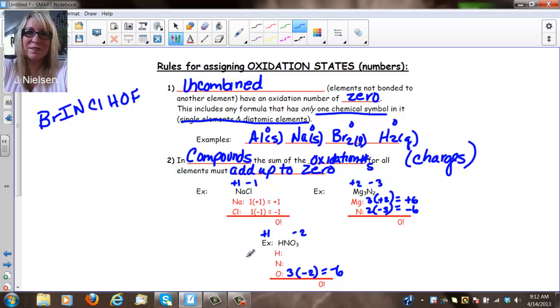Oxygen only has one oxidation state, hydrogen has only one oxidation state. There's one hydrogen with a +1 charge, which gives us a +1. So in order for this to equal 0, we know that nitrogen must be +5. So there's 1, and that's times +5. So then we add up to 0.